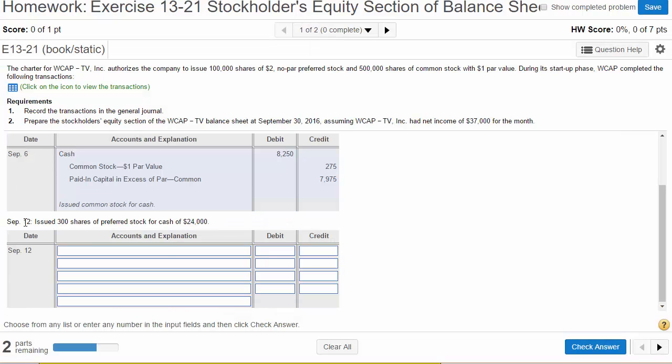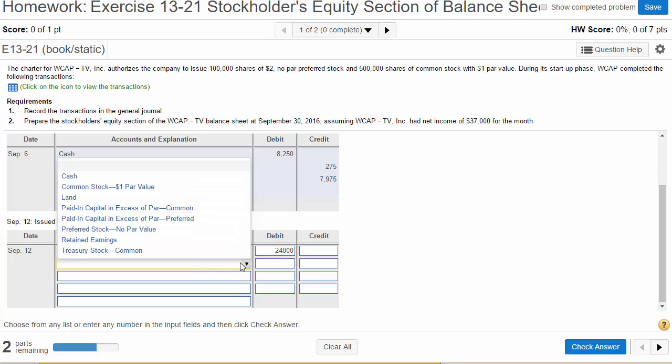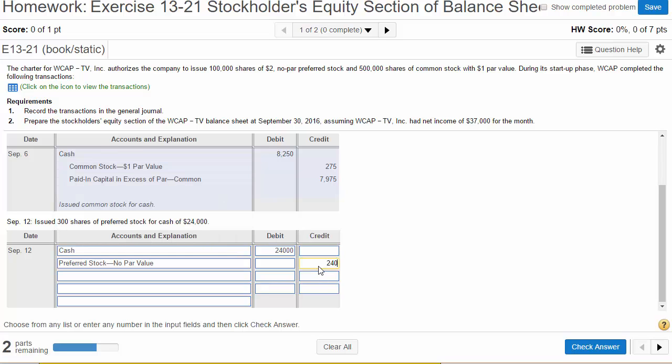Now, it's September 12th. We issued 300 shares of preferred stock for cash of $24,000. So we're getting cash, $24,000. And the preferred stock is no par, so we don't have any amount in excess of par. So we're just going to increase the preferred stock account by $24,000. We issued preferred stock for cash.